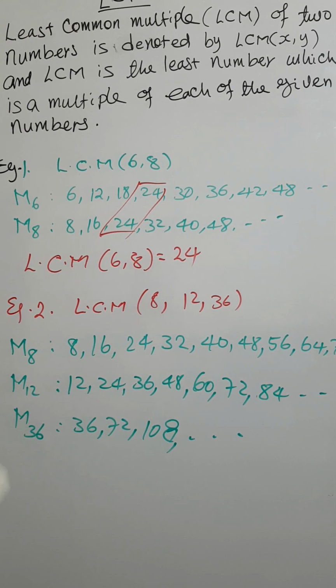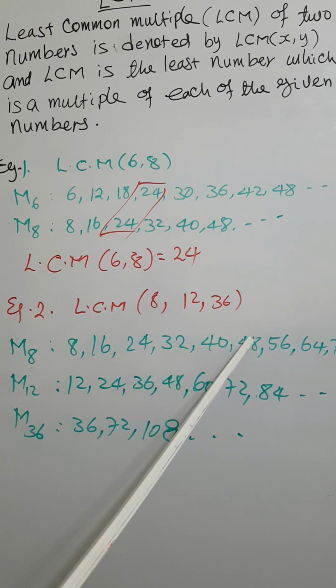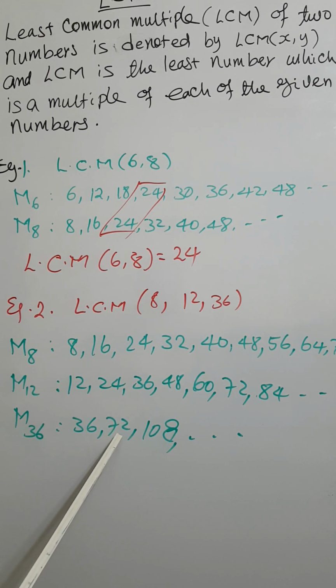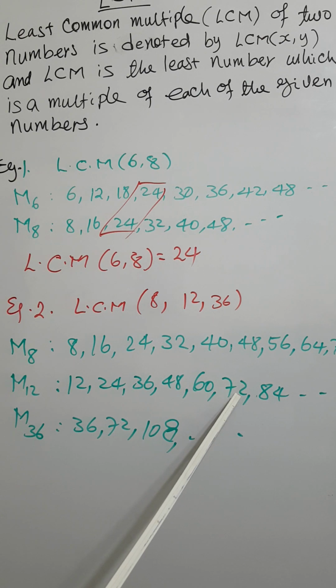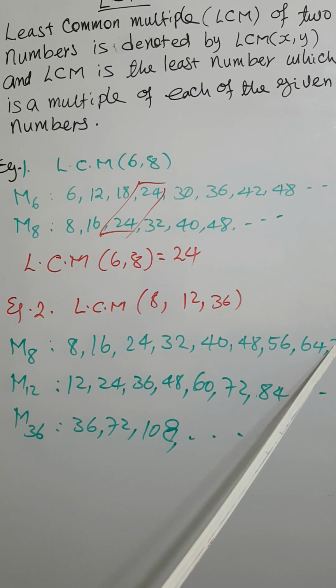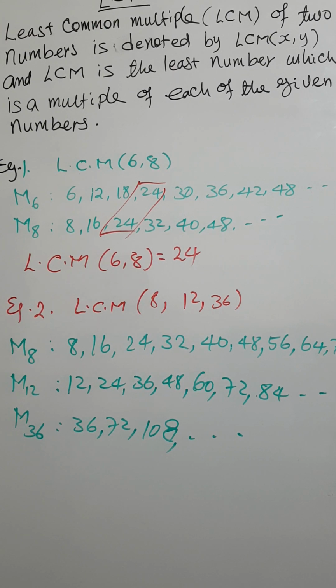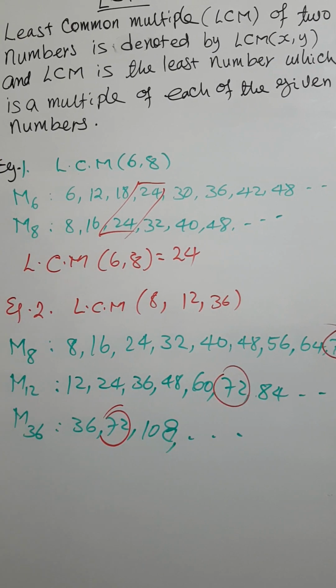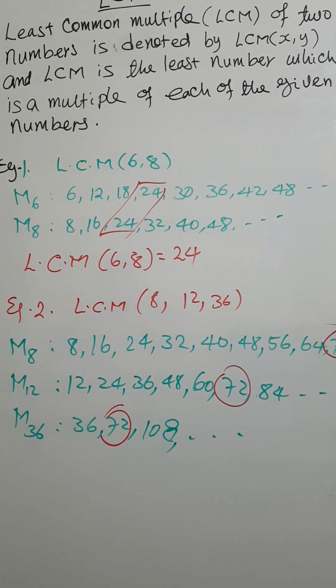Now, from the bigger one, 36 is the first multiple, because 36 times 1 is 36. Here we have 36, but we don't have 36 in the multiples of 8, so 36 cannot be the LCM of 8, 12, and 36. Let's find 72. Here we have 72, and here again we have 72. So 72 is the least common multiple of 8, 12, and 36.